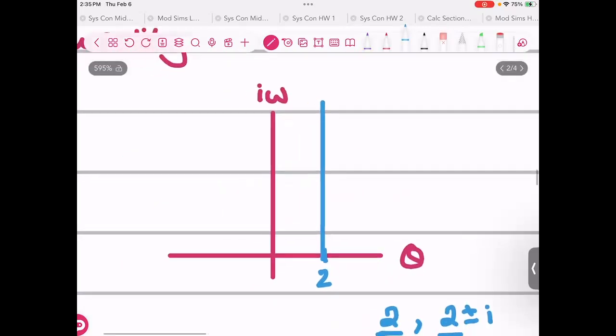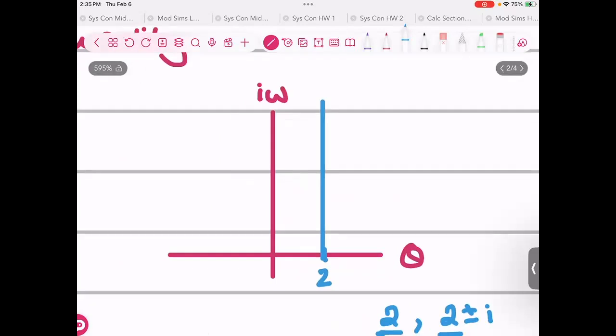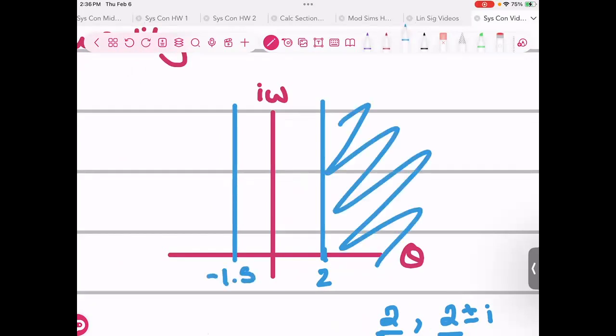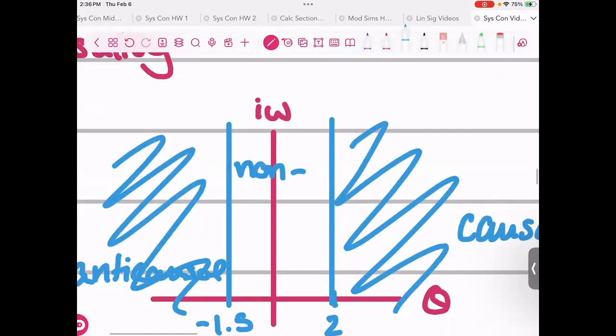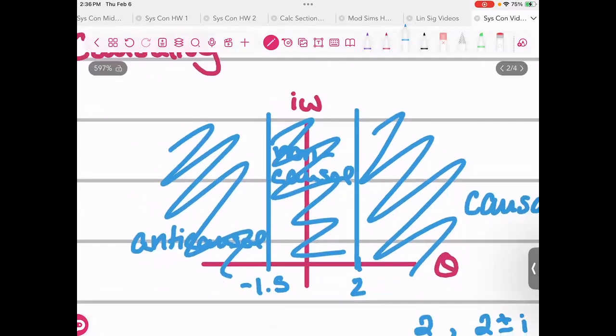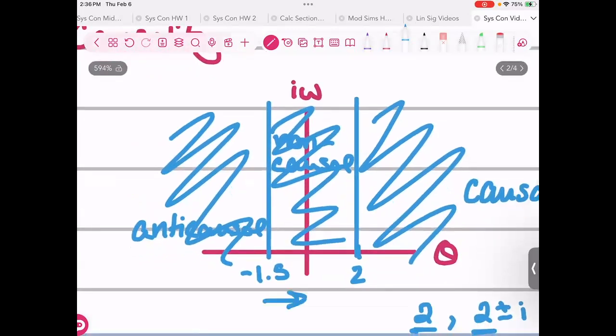But let's say we calculate another pole, and we actually got 2 poles, and the other pole here is at, what is that, maybe -1.5. So again, we have causal if it's to the right, anti-causal if it's to the left of the leftmost pole. Then we actually have something called non-causal if it's between 2 poles. And what this would look like is something that is causal with respect to the left pole and anti-causal with respect to the right pole, and that makes it non-causal.